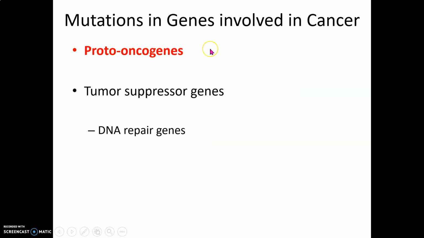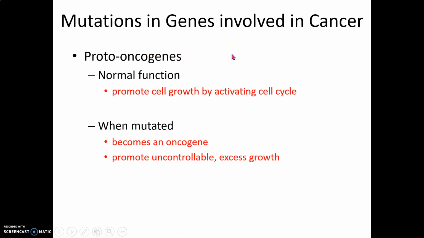Certain genes play a role in cancer. So these three genes, when mutated, can lead to cancer. We're going to focus on proto-oncogenes first. Proto-oncogenes are normal genes that we all have, and their job is to help our cells grow by initiating cell division. If you mutate a proto-oncogene, you form an oncogene.